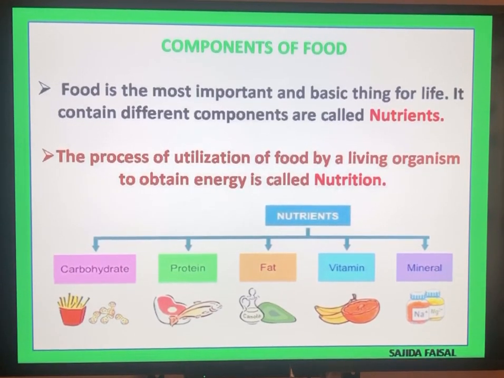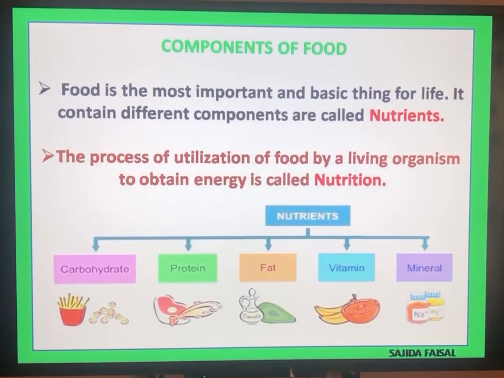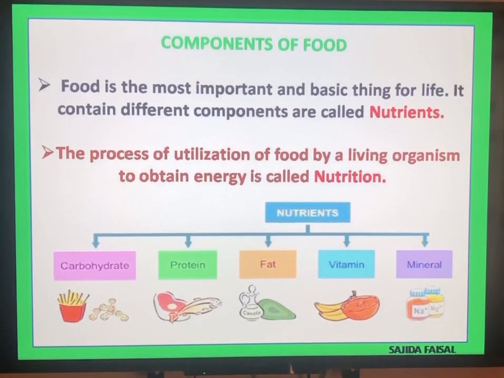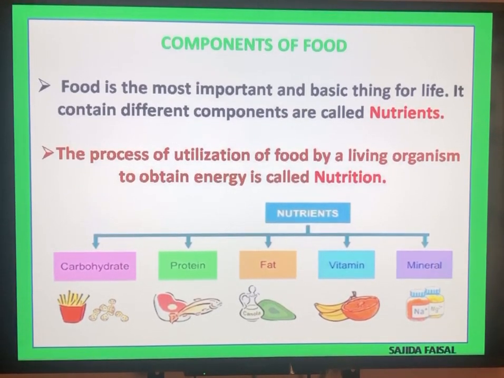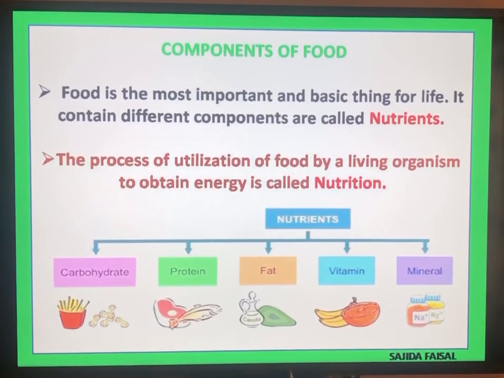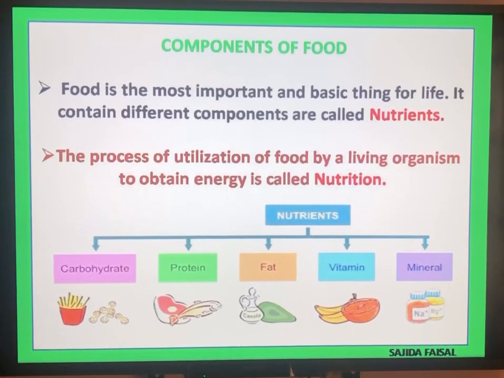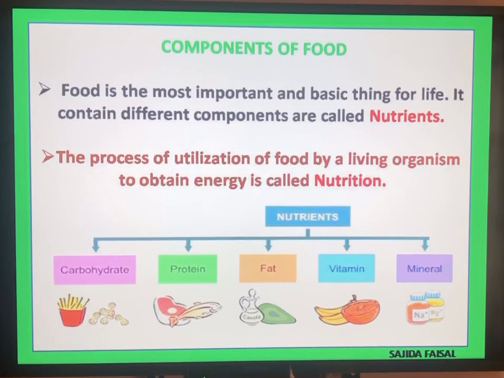The process of utilization of food by living organisms to obtain energy is called nutrition. These components organisms will be utilizing, then they will be getting the energy. This is called nutrition. What is nutrition? The process of utilization of food by living organisms to obtain energy is called nutrition.